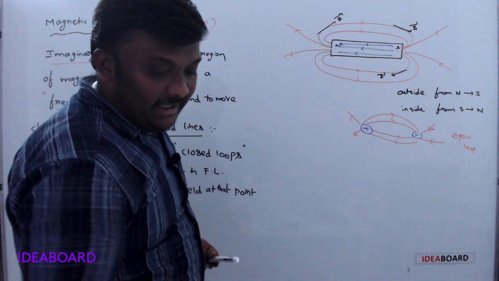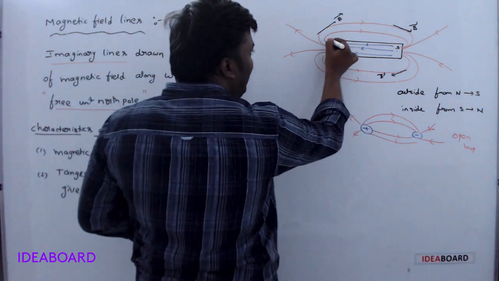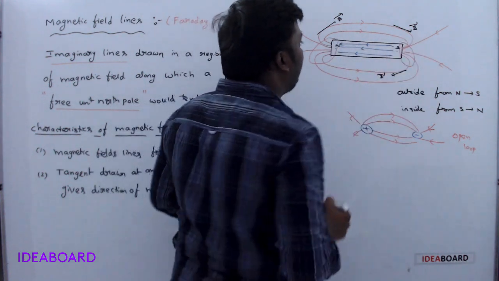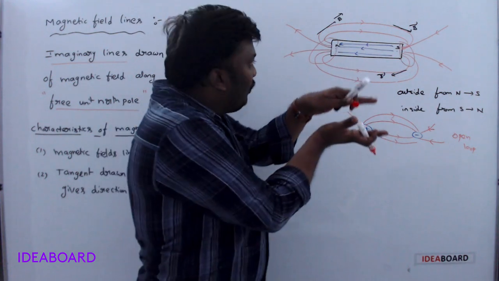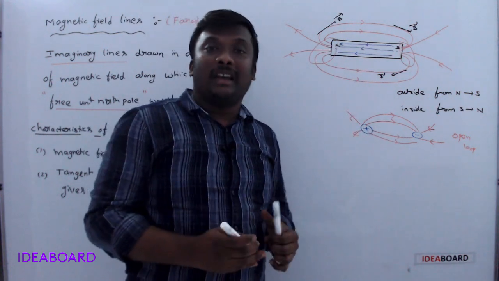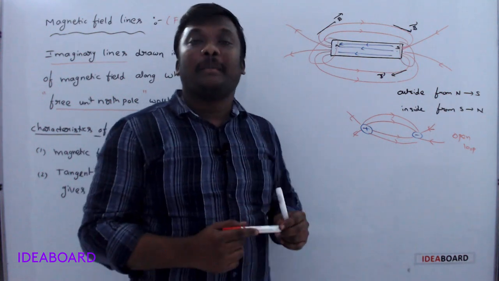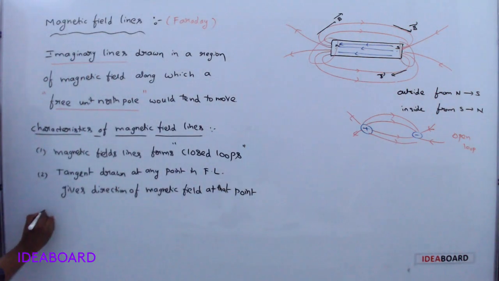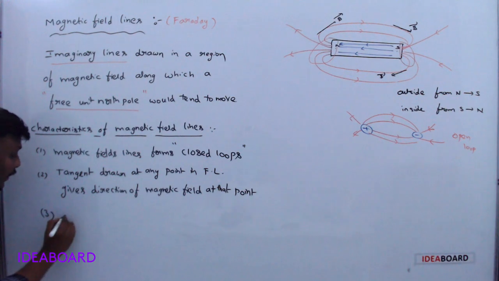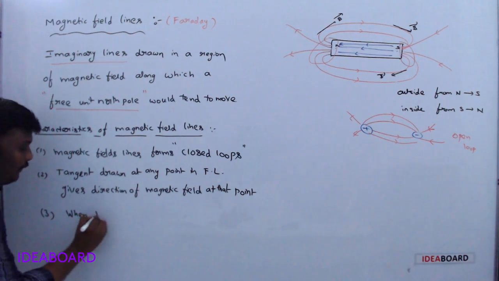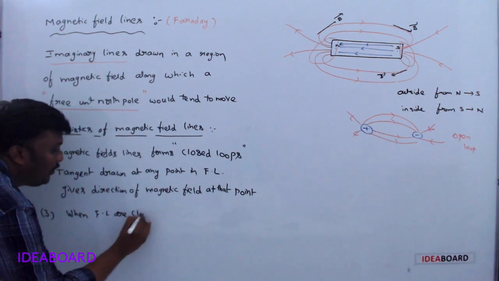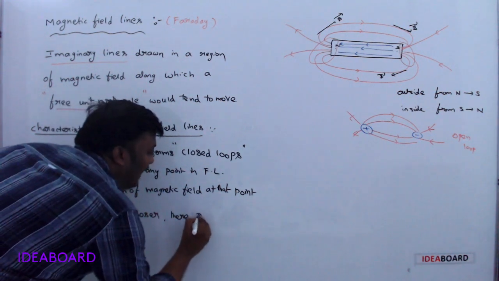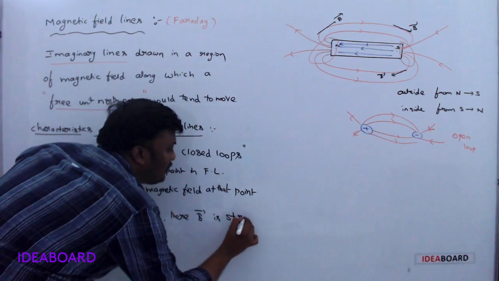Okay, and see the diagram properly. At some places, the magnetic field lines are crowded together. They are very close to each other. Whenever the magnetic field lines are crowded together, at that point the magnetic field is always strong. So what is the third characteristic? When field lines are closer, the magnetic field is strong.